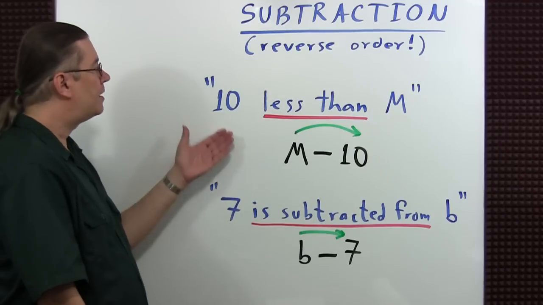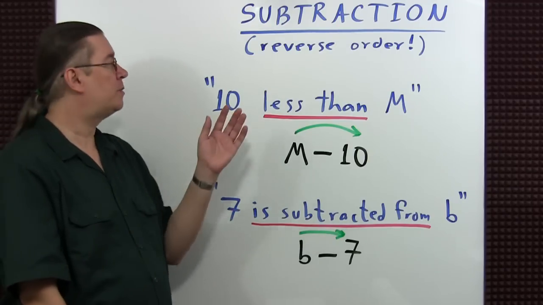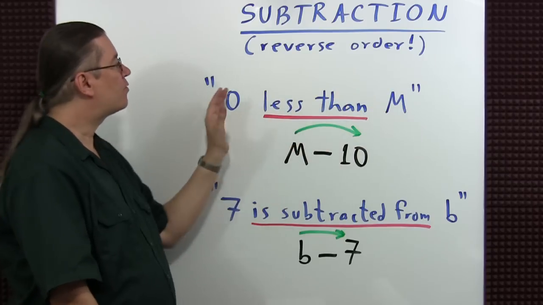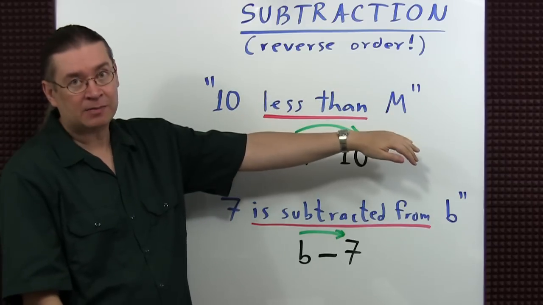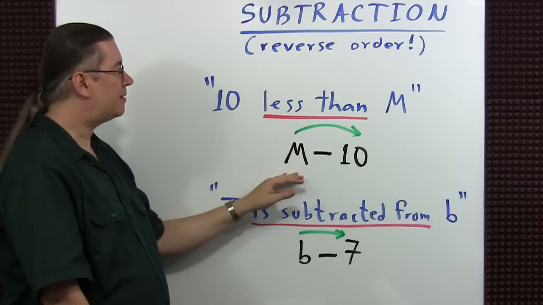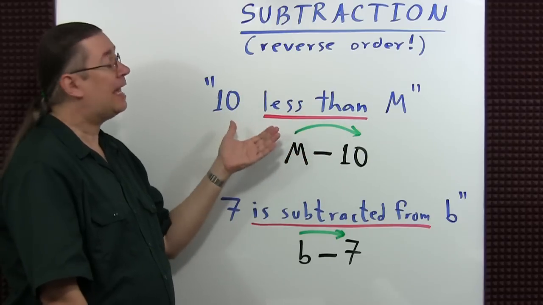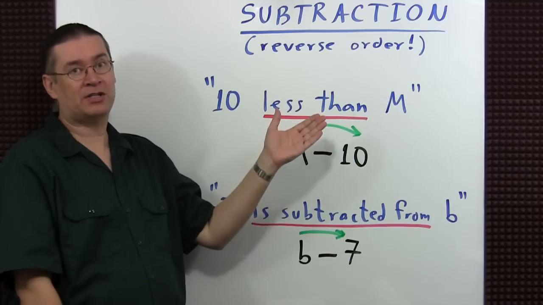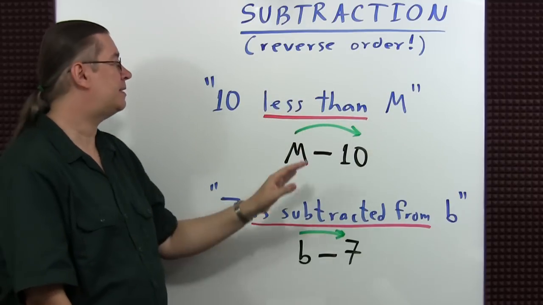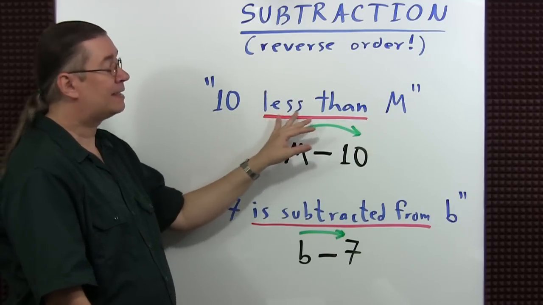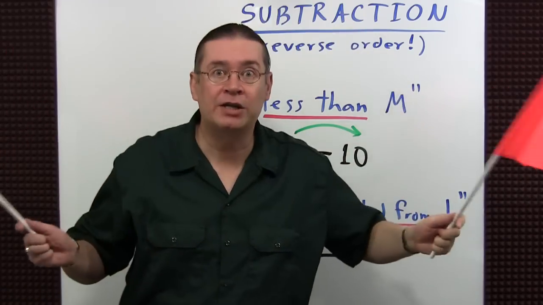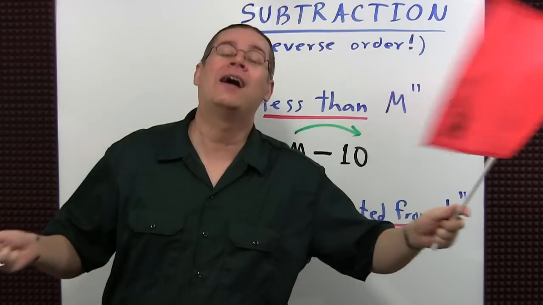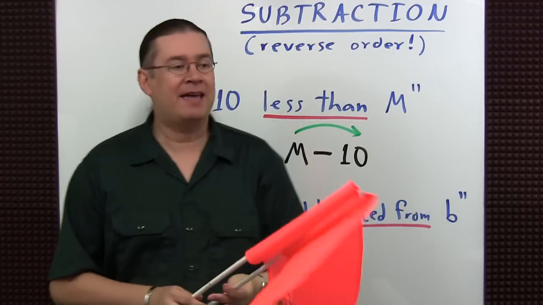With these two phrases, you need to reverse the order of the terms that appear in the phrase. So for example, 10 less than m, you write the 10 at the end of the expression and put the m in the beginning. Switch places. This actually is the number one mistake students make when converting phrases into expressions. So I really want to emphasize this. When you're given something that has less than, you need to switch places. Am I emphasizing this enough? I hope so. Okay.